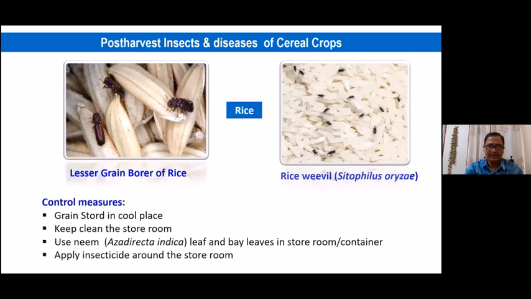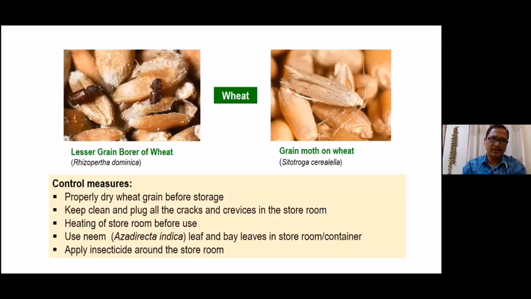For wheat, we can see that two major insect pests, lesser grain borer and grain moth, are more dangerous and cause losses. That can be controlled by properly drying the grain before storage. Usually, all grains must be dried before storage. Otherwise, not only insects, many diseases can infect them. And the storeroom needs to be clean, and all cracks need to be filled before storage.